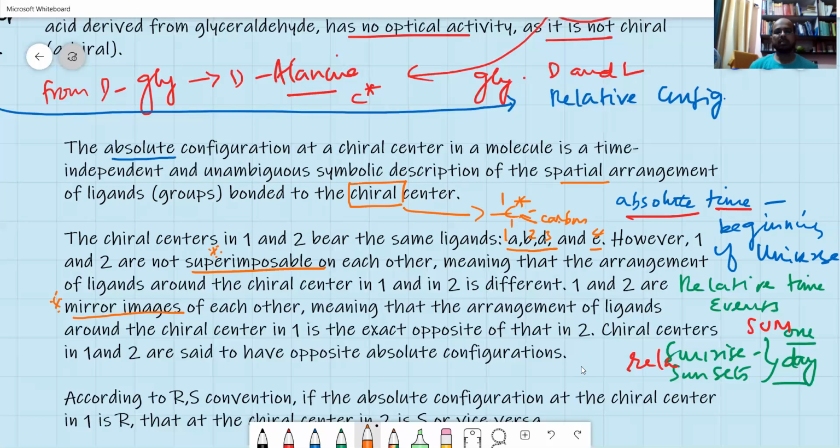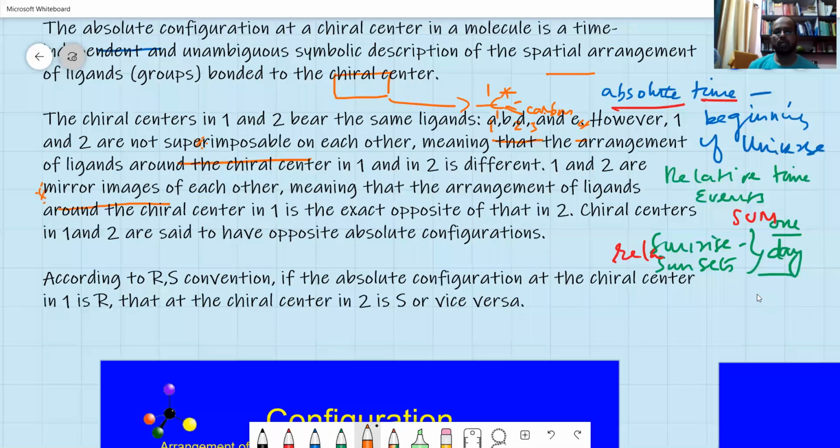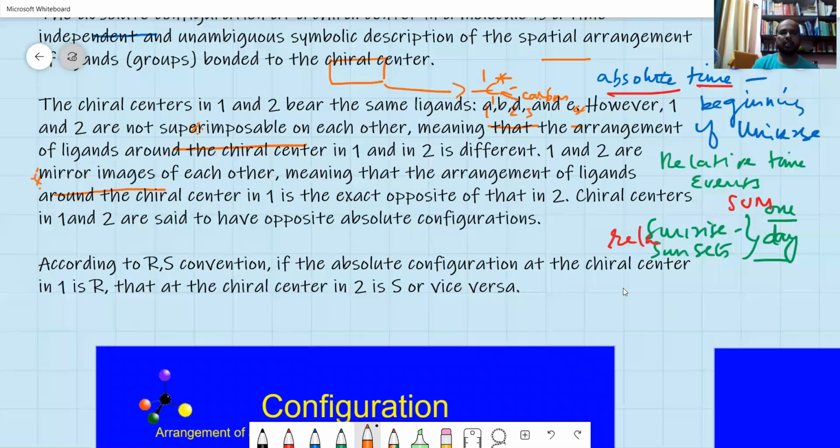Okay. Mirror images mean that the arrangement of ligands around the chiral center in 1 is the exact opposite of that in 2. The arrangement of ligands, I told you, is configuration. Whether it goes to the right or goes to the left. What is on the right in 1 is on the left in 2. It's a mirror image and it's not superimposable. Chiral centers in 1 and 2 are said to have absolute configurations. According to the CIP convention, the absolute configuration of the chiral center in 1 is R and that of the chiral center in 2 is S. Okay.